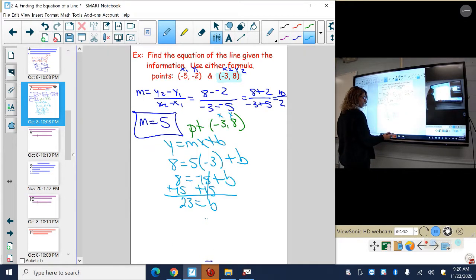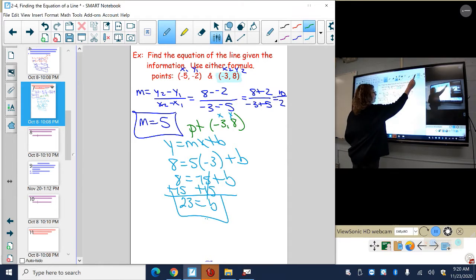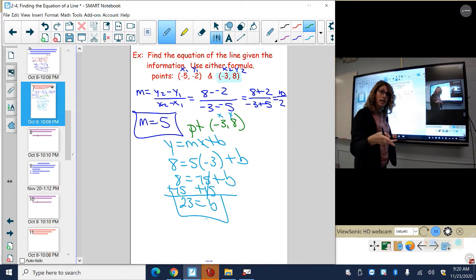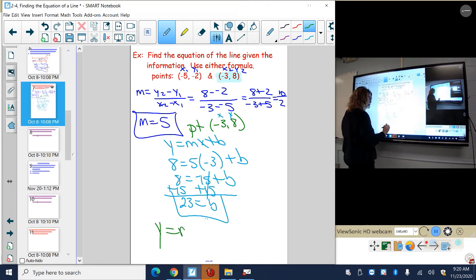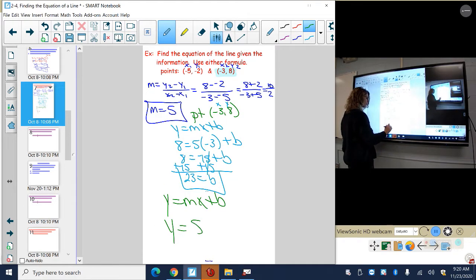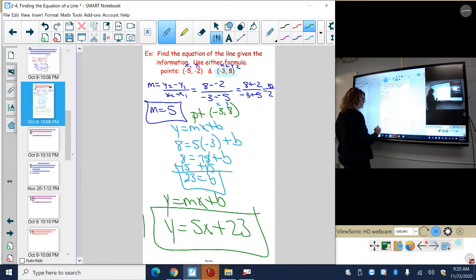Now, this is where everybody kind of thinks that they're done after they do this. But you're not done, because you have to go back and write down y equals mx plus b again and plug in your slope, which is 5, and your x and your b, which is 23. Now you are done. Okay?